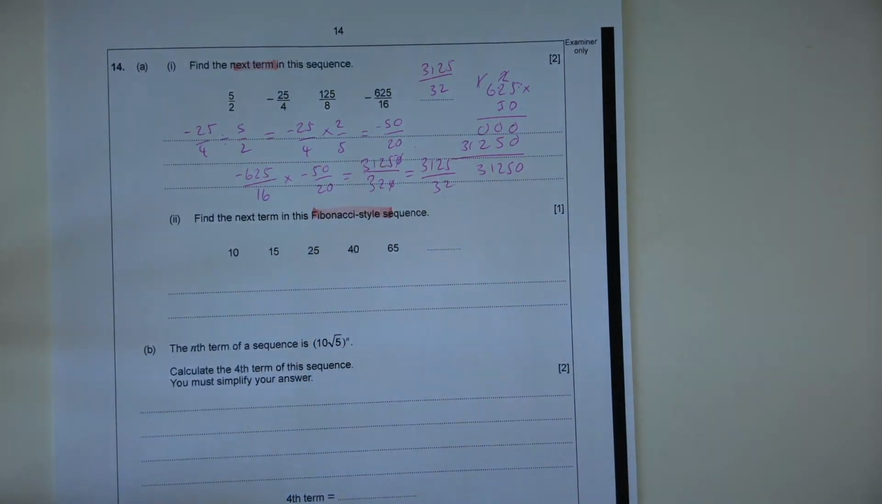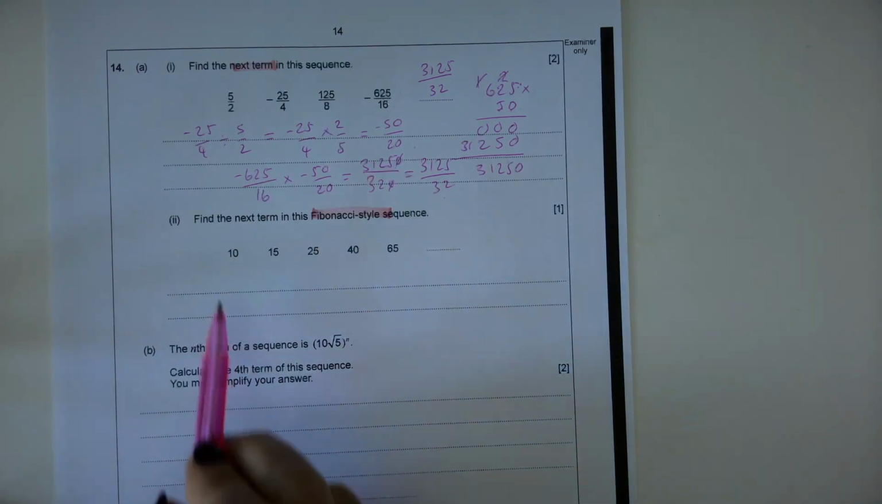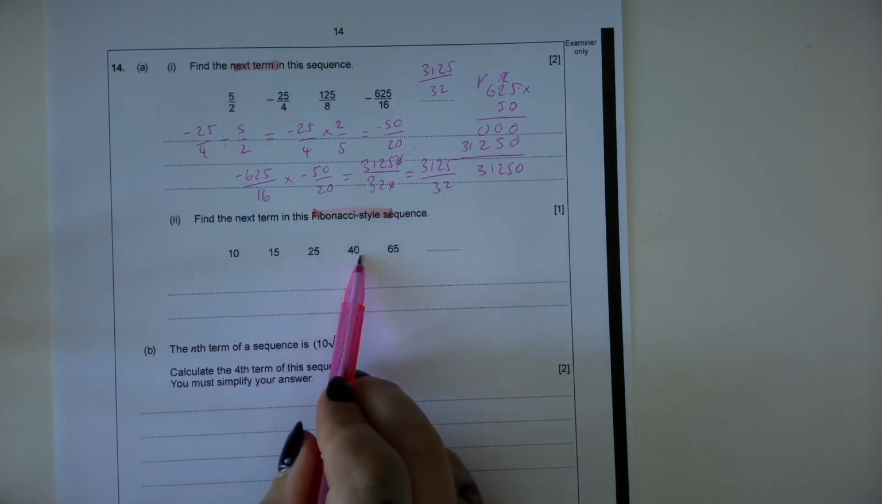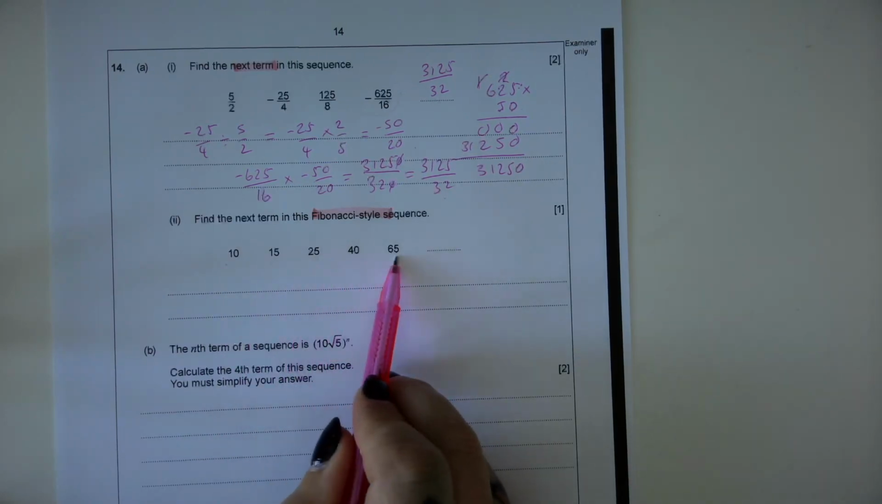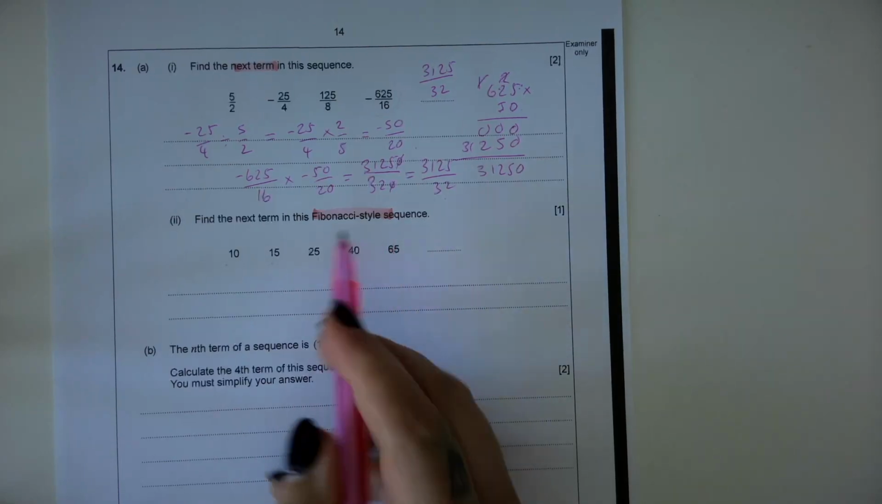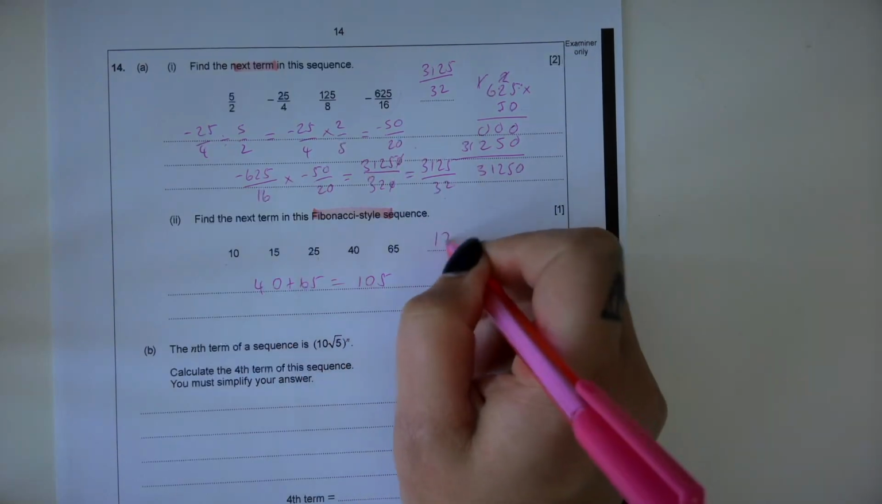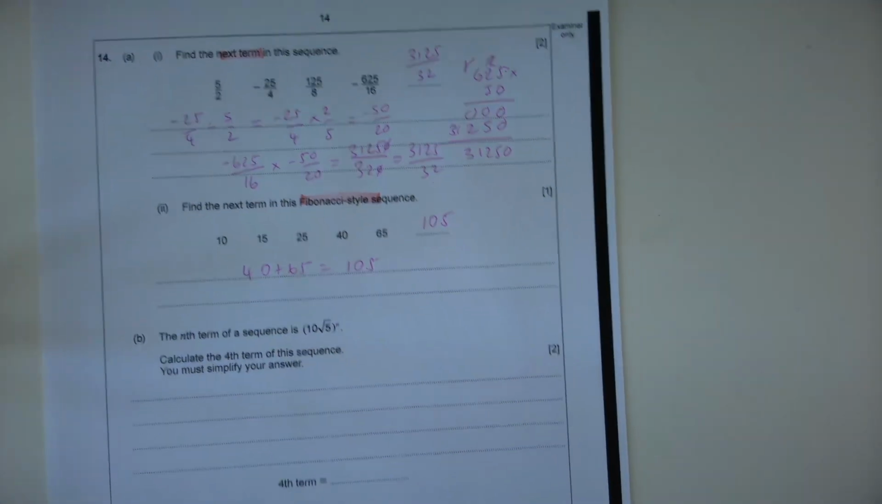So a Fibonacci sequence is generated by adding the previous two terms. So 10 plus 15 is 25, 15 plus 25 is 40, 25 plus 40 is 65, 40 plus 65 is 105. So that's our next term.